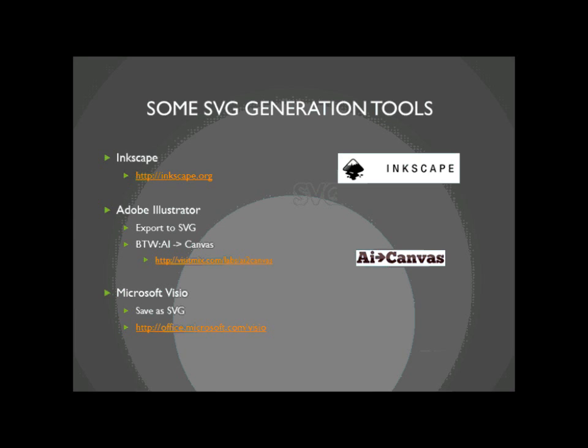There's a great tool that one of the guys on the Mix team who run our Mix conference did called AI to Canvas. I don't think Tara's going to show you AI to Canvas, but it is a neat tool, an extension to Adobe Illustrator, so you can export to Canvas as well. I mentioned this for Microsoft Visio. You can save out as SVG. And there are a lot of tools that allow you to actually just save out to that file type.